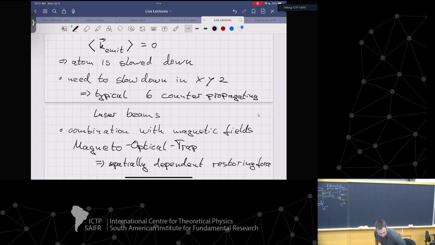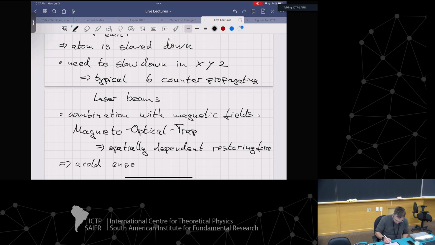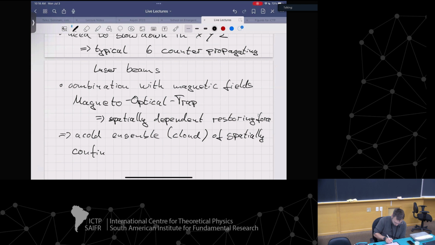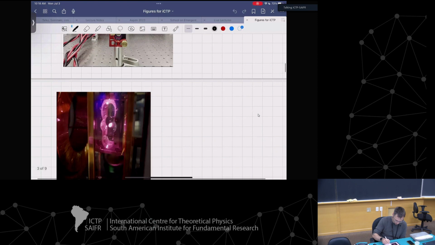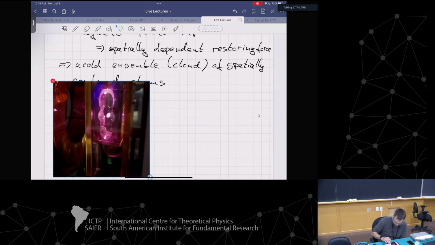And out comes a cold ensemble, or we like to call that a cold cloud of spatially confined atoms. And okay, here I have a picture. I'm doing shameless self-advertising all the time, so this is just pictures out of my lab. I think it's a nice one. So here we are looking into this vacuum chamber, so we zoomed in even more. And the weird thing about laser cooling is that the cold cloud of atoms glows.